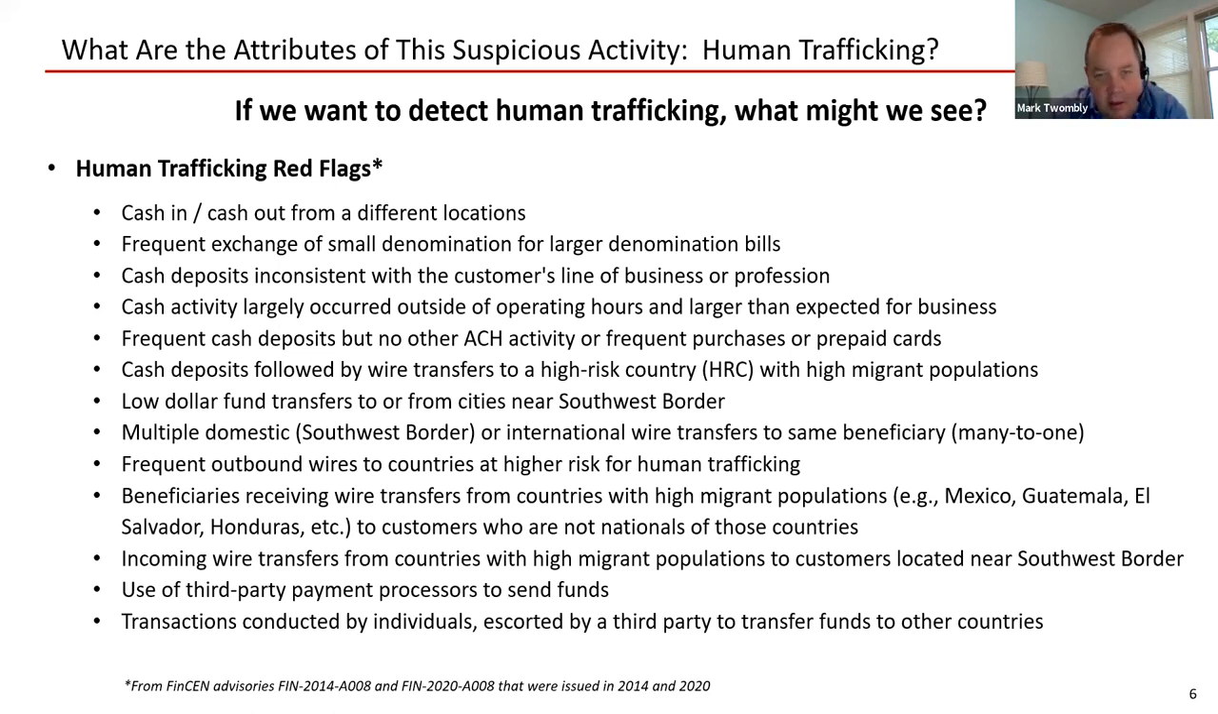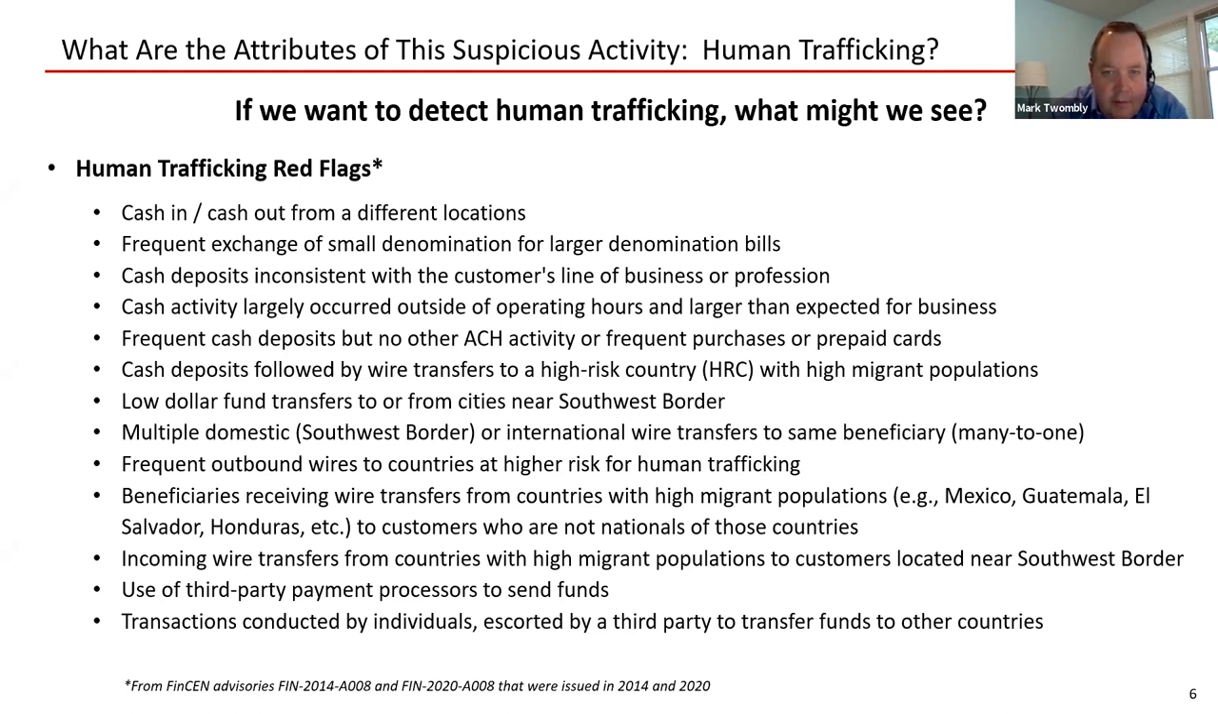This gives you an idea. You probably even know from your common sense what you might be looking for. So for human trafficking, going through some of these bullets: cash in, cash out from different locations. Let's say we see a lot of money being deposited in Cleveland, but the withdrawals all occur in McAllen, Texas, or San Ysidro in California. That doesn't really seem to make sense.